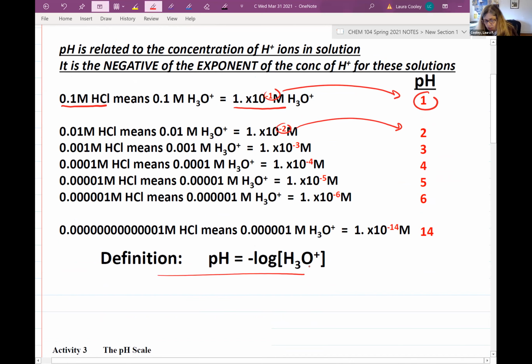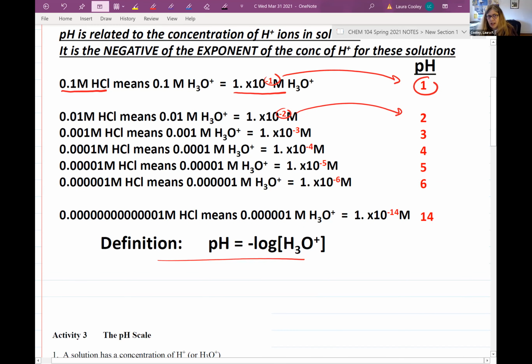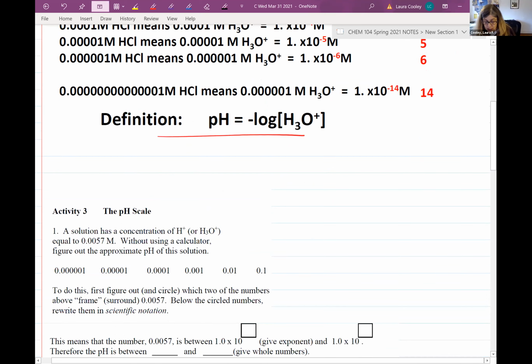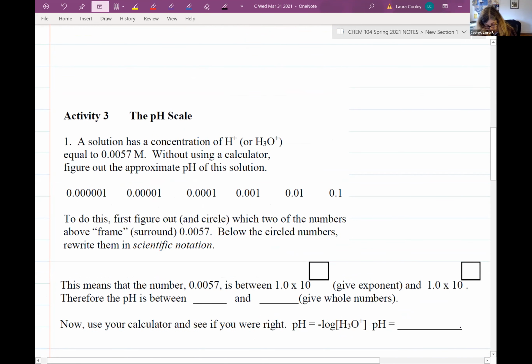All right. So if you have a number that's not 1 times 10 to the something, of course, you're going to use your calculator. But sometimes your calculator doesn't really give you the number. Maybe you press something wrong on it. So I want you to be able to have a feeling for what number you should get when you take the pH of a number. So I have this exercise here. This is activity 3.